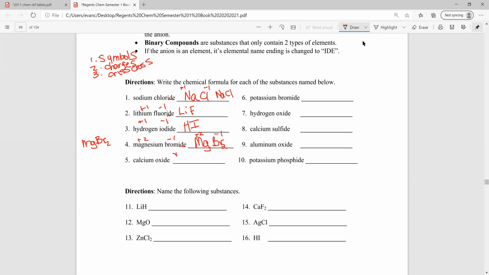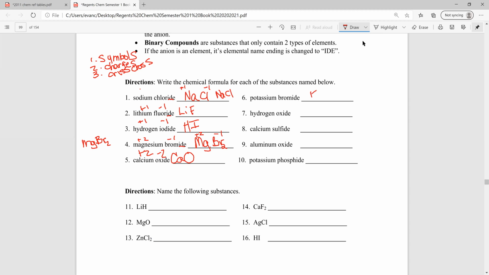Now our symbol for calcium is Ca, and oxide is going to be our element oxygen. Calcium is a +2 and oxygen is a -2 from the periodic table. Since those charges are equal, I'm all set. My formula is good as it stands. Now let's go over here to potassium bromide.